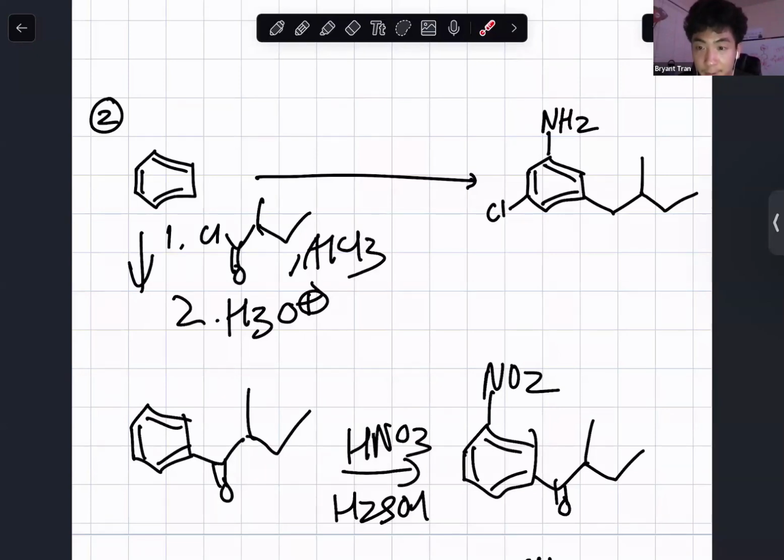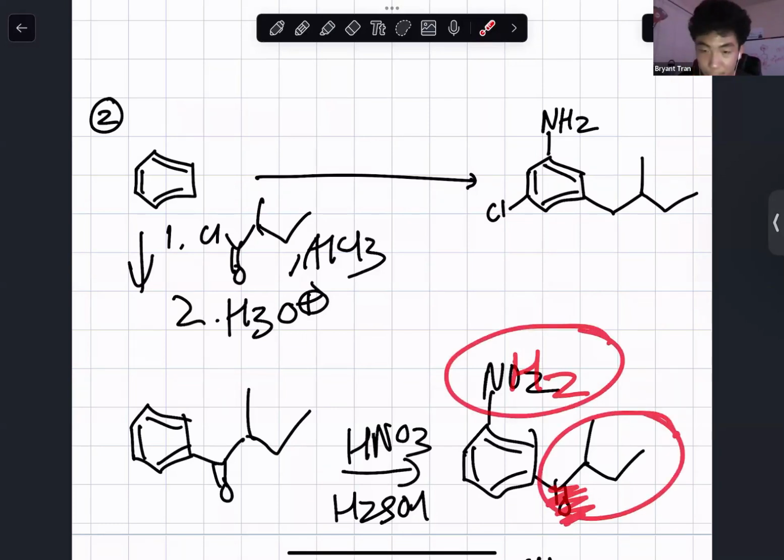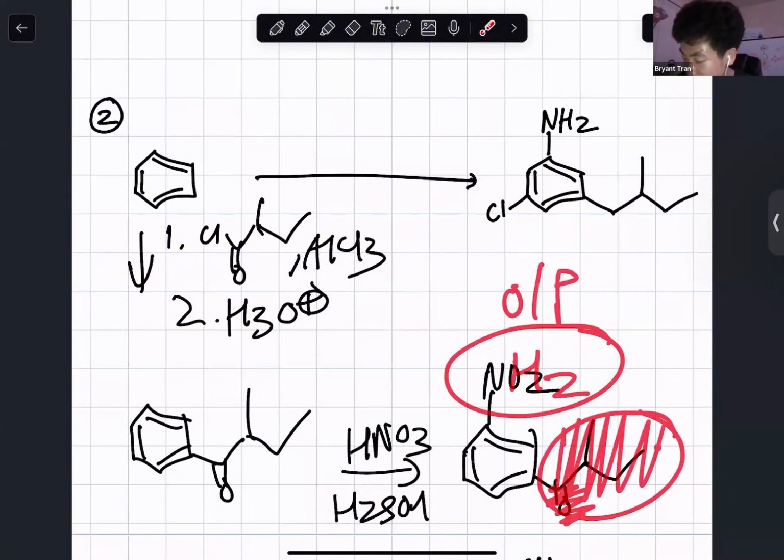Yes, we have to do the chlorination first. We can't do H2, Pd/C, right? Because if we do H2, Pd/C, we're going to reduce the NO2 to NH2 and reduce the carbonyl down right here. Which one would be the higher priority directing group, NH2 or the R group? NH2, yes, because that's a stronger EDG, and that's an ortho-para director. And now I'm going to X out the ortho-para positions relative to that NH2.